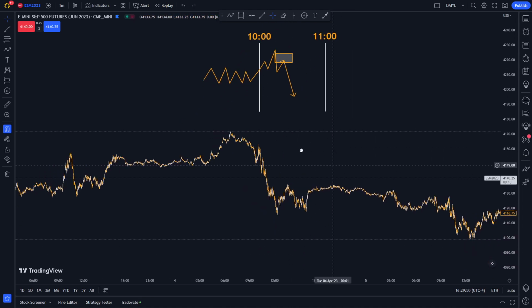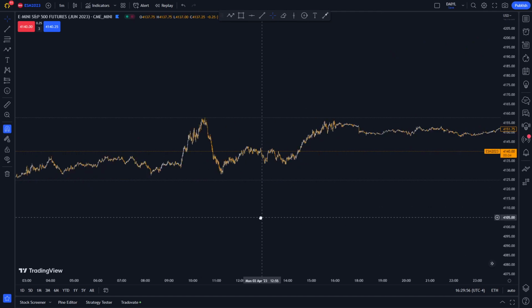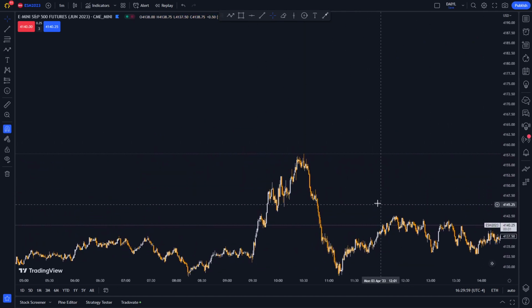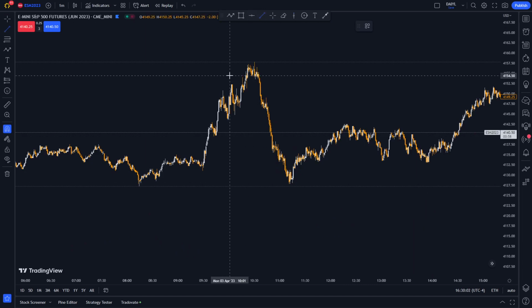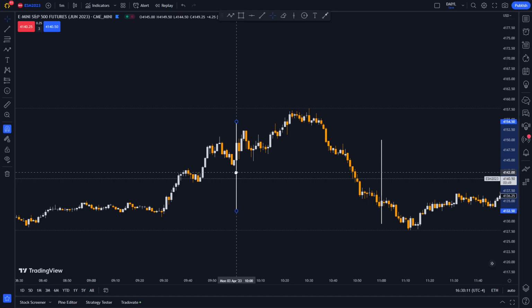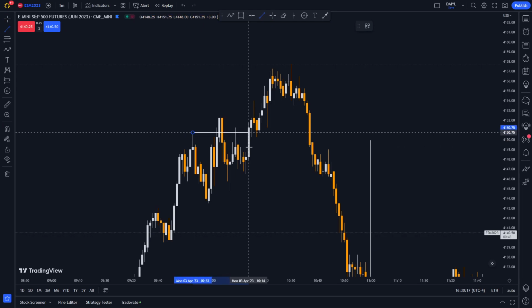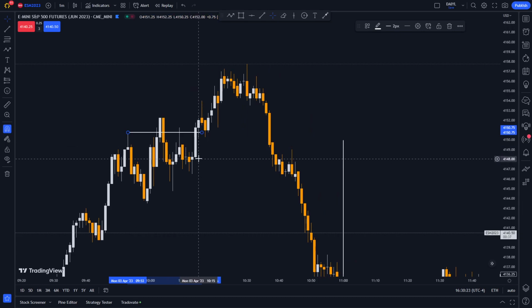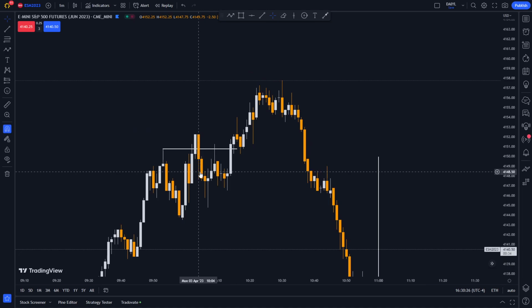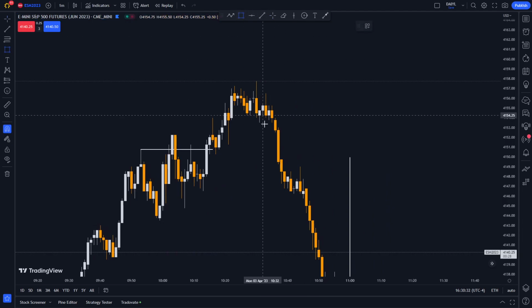Now I'm gonna show some examples from last week, and you will see yourself that it truly happens every day. So look for 10 o'clock to 11. Now I'm gonna remove this. And so you can see we took out this liquidity and there was no fair value gap formed. So you can just wait for the fair value gap. The first one we got was here.